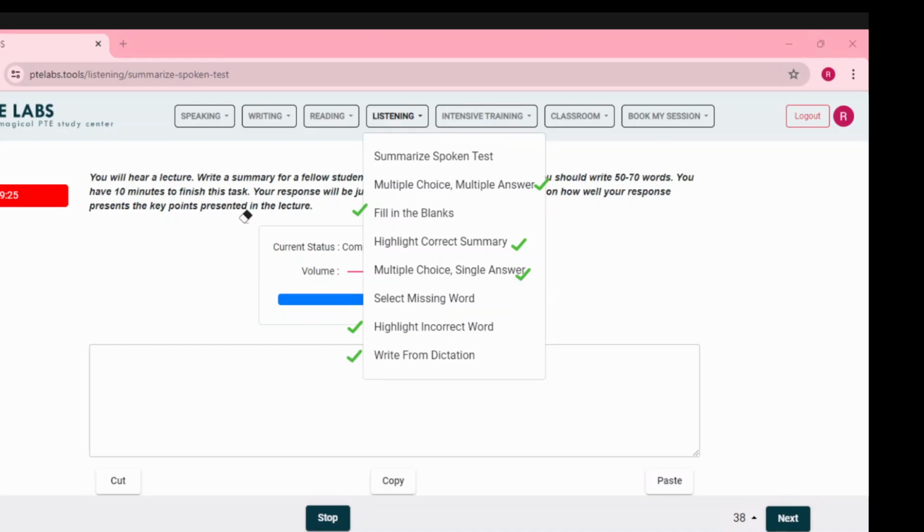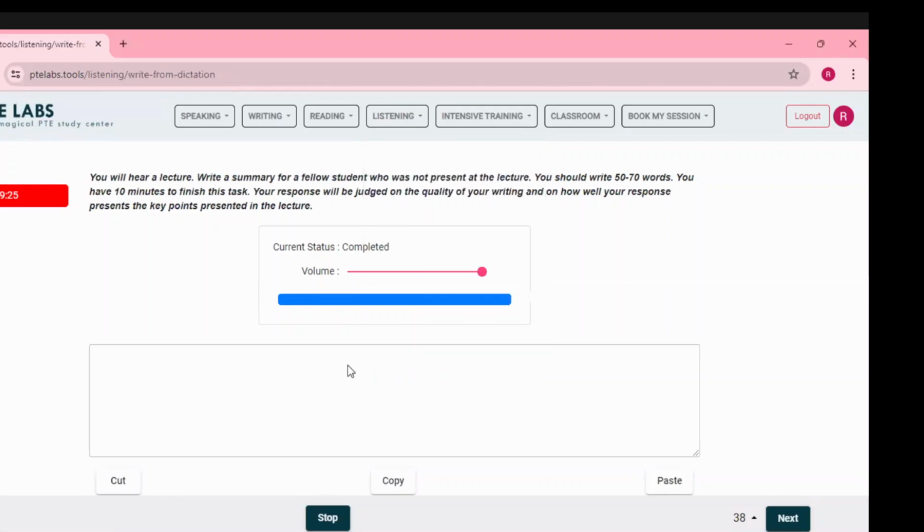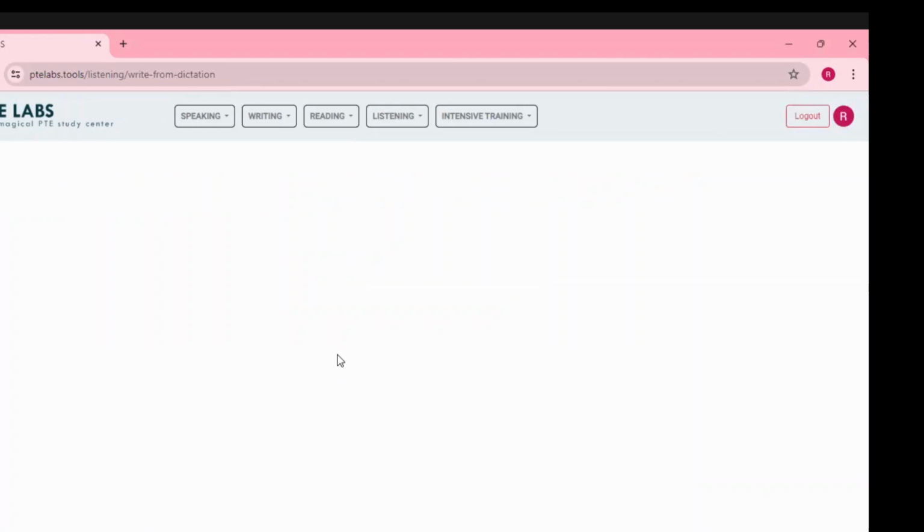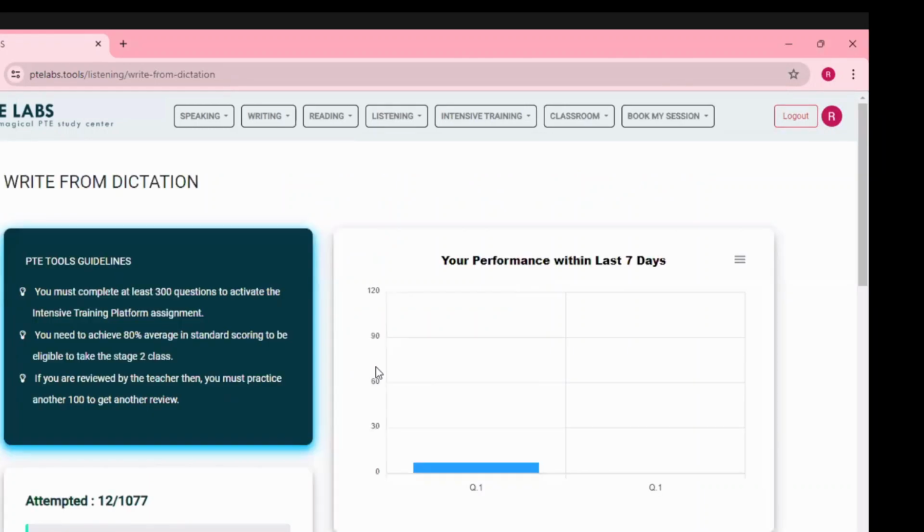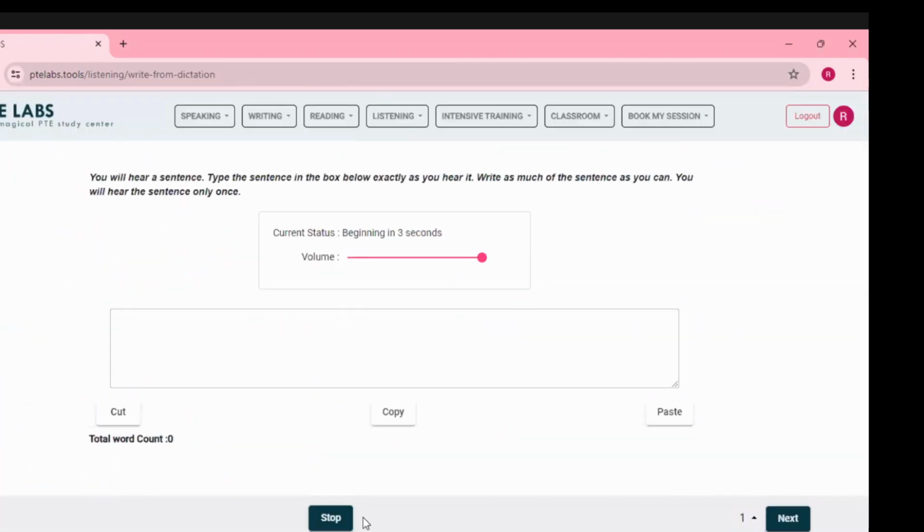And when it comes to write from dictation, you have to have at least 8 minutes, students. Of course here you have 10 minutes, but for the others you have to manage time wisely. When it comes to write from dictation, you have to have at least 8 minutes with you, and you'll get 3 to 4 questions there, and you can take 2 minutes to answer.